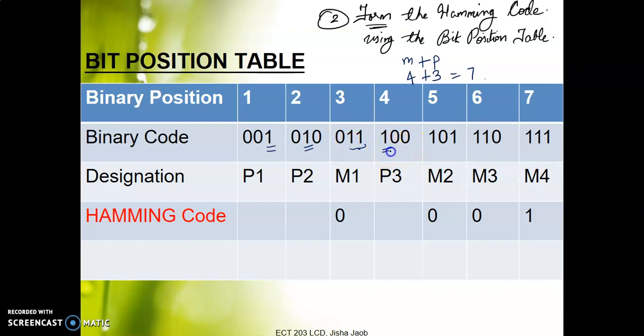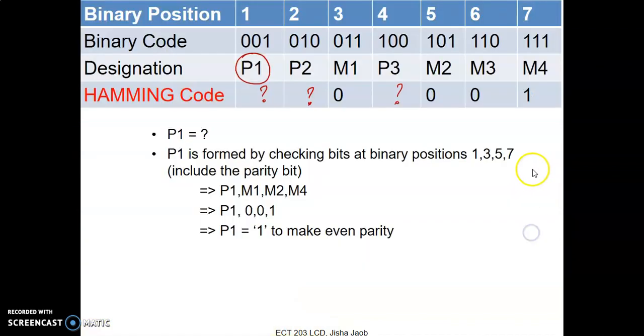The next one, the fourth one, is 100, which also satisfies the condition of having only one 1 in the binary code, so I write it as P3. And that's all I have, only three parity bits, and therefore I have identified the positions of P1, P2 and P3. The remaining vacant positions, you fill with the message bits M1, M2, M3, M4 in order, starting from the left hand side. My message was 0001, so I have written 0001, and that's how I fill that table.